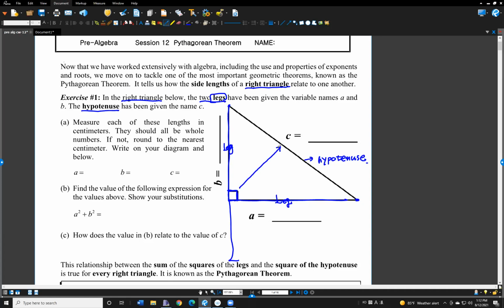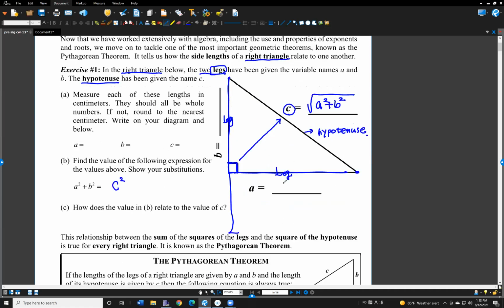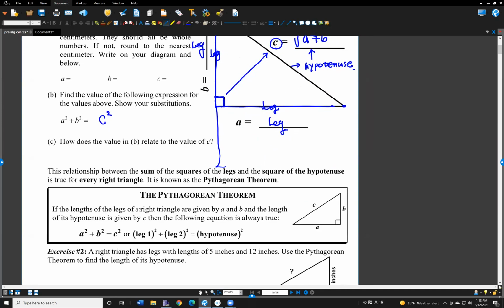Okay, you could use a ruler to measure, but I'm not going to use that word measure, because we already know that A squared plus B squared should be C squared. We proved it already. If you use your ruler, it works exactly. So C equals the square root of A squared plus B squared, isn't it? We learned square roots already. All right, A is the leg, B is the leg, C is the hypotenuse.